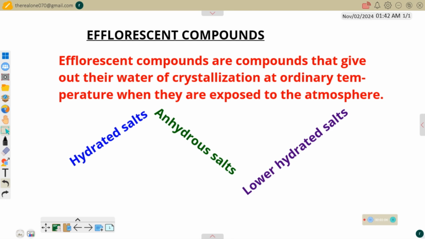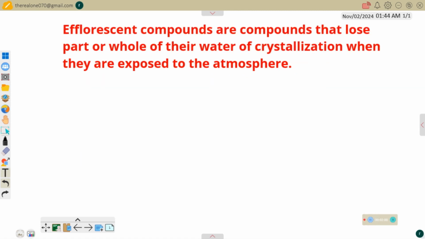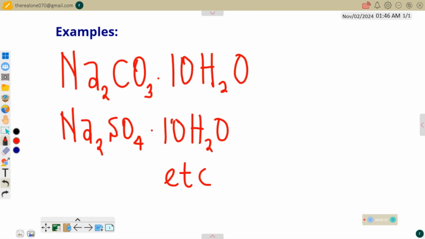So in this sense, we can define an efflorescent compound in a more general way. So we are going to say efflorescent compounds are compounds that lose part or whole of their water of crystallization when they are exposed to the atmosphere. So now let's see some common examples of efflorescent compounds. These two are very common examples of efflorescent compounds.